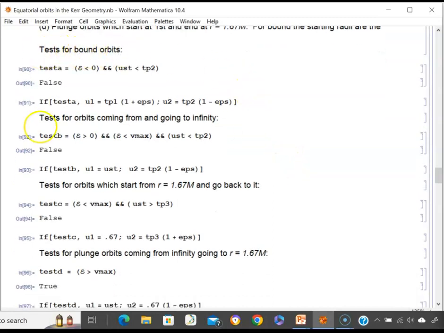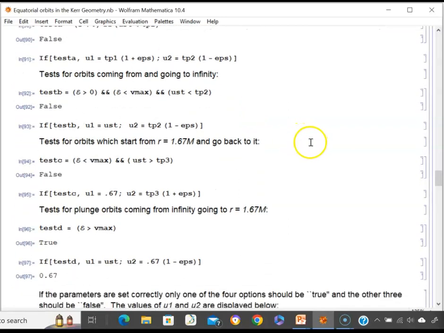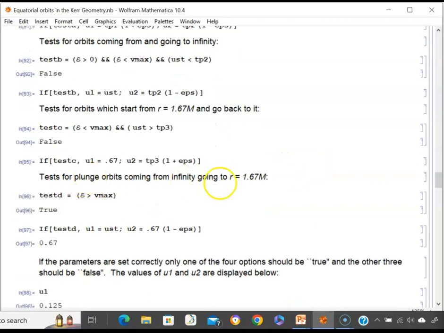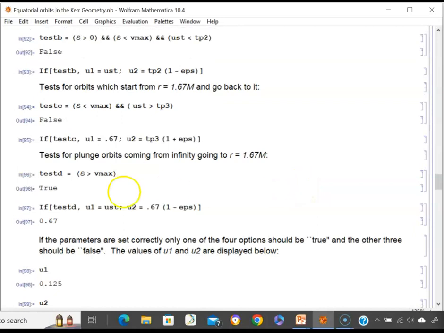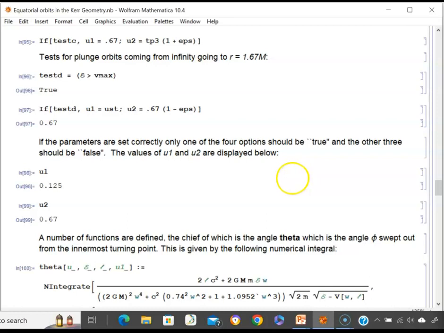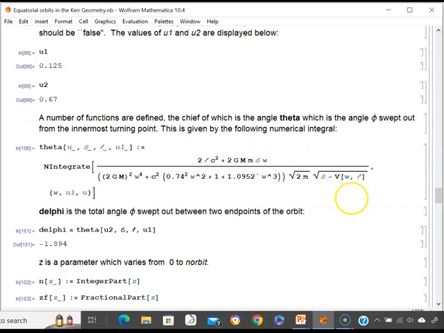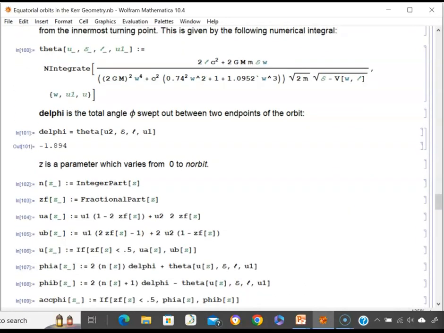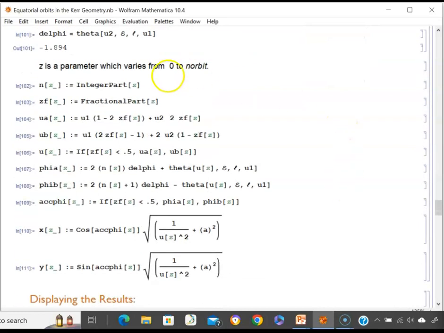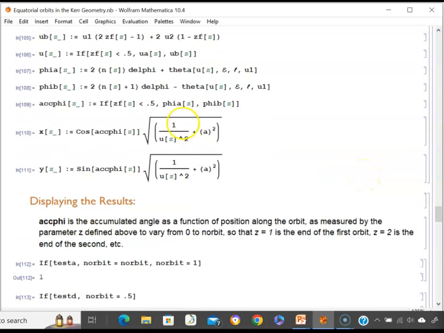It's got tests for bound orbits, tests for orbits coming from and going to infinity, the scattering ones, tests for the fallback orbits, and tests for the plunge orbits. And they help you set your values. If you're not sure what values to use, just have a look at these. They'll help you where to place your starting position, your total energy, and so on. Here's the integrand, all explained in a previous video. This is the parameter that deals with the winding around for bound orbits. And then here is the part that plots the parametric plot.